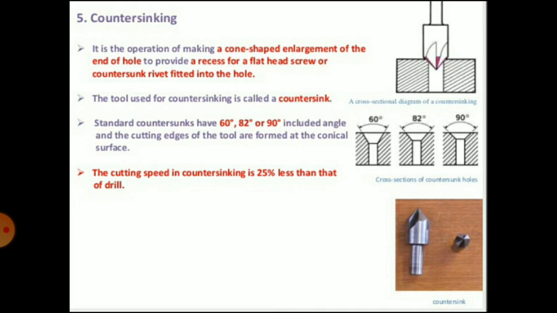Next is counter sinking. It is the operation of making a cone-shaped enlargement at the end of the hole. So only the end of the hole is enlarged, conically. It is done to provide a recess for a countersunk screw head in the hole. So the countersunk screw head is accommodated in that conically enlarged portion. You can see in a diagram the conical enlargement that is made in a workpiece.